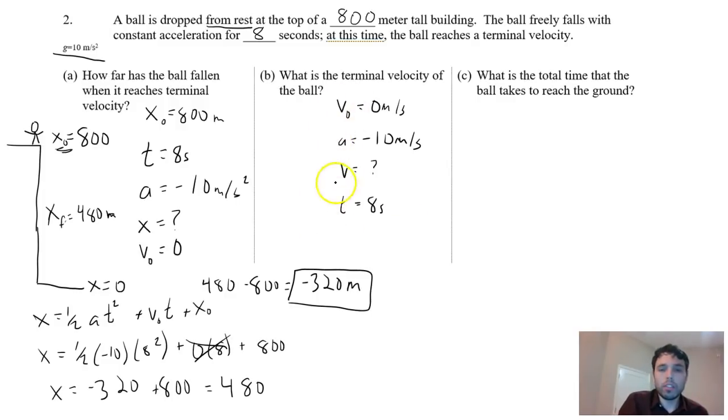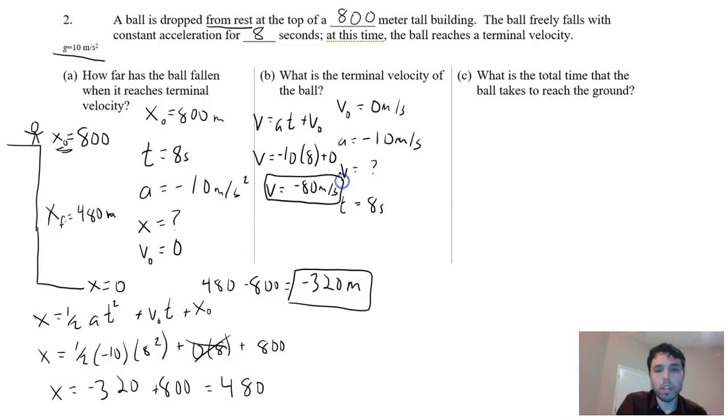I don't care about position here at all. I don't really care how far I fell. It's not part of the problem. So I'm going to find an appropriate equation, and that equation is going to be V equals AT plus V0. I don't need position here at all. This equation came from our derivation from Friday. So my final velocity will equal negative 10 times 8 plus 0. My final velocity will be negative 80 meters per second. Why negative? Because what direction am I going? Going down.